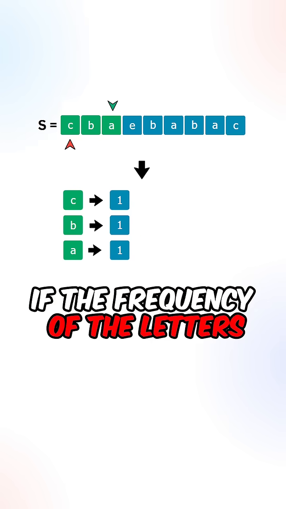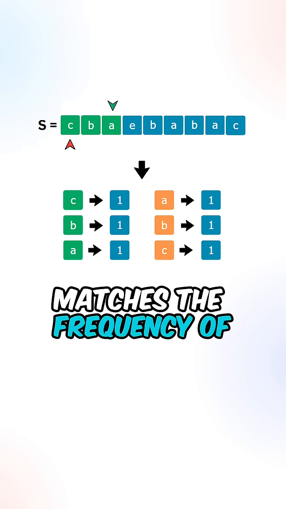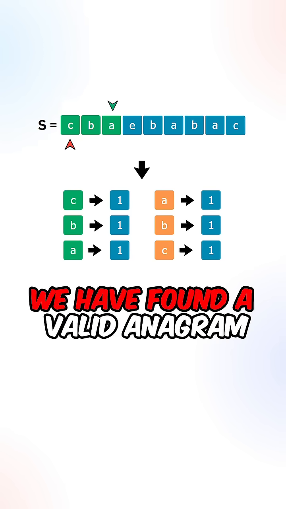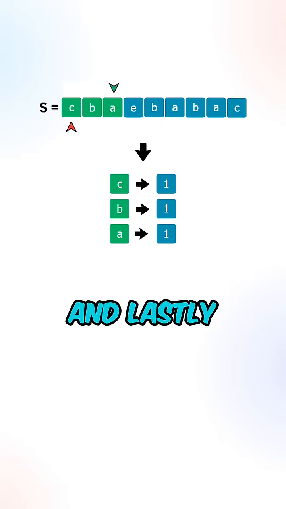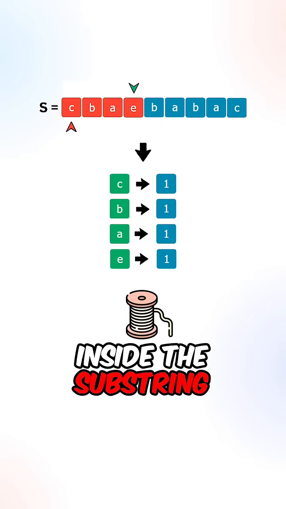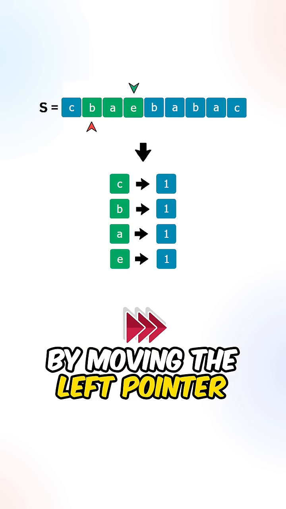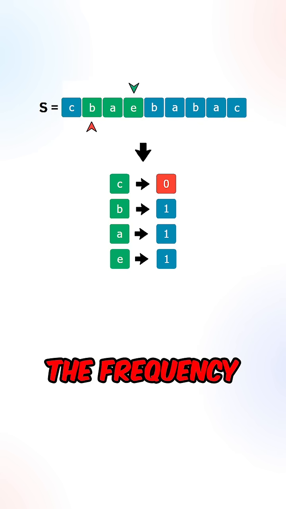If the frequency of the letters inside the current substring matches the frequency of the letters inside T, we have found a valid anagram. And lastly, if there are too many characters inside the substring, we can shrink the substring by moving the left pointer and also decrement the frequency.